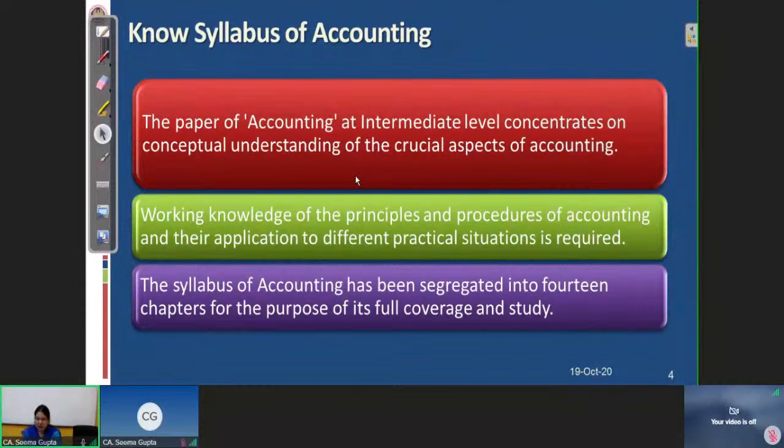Working knowledge of the principles and procedures of accounting and their application to different practical situations is required. The syllabus of accounting has been segregated into 14 chapters for the purpose of its full coverage and study. So, 3 modules are there. In the first module, we have accounting standards and framework. In the second module, we have the company accounts portion. And in the third module, we have the miscellaneous chapters like investment, accounts from incomplete records, departmental accounts.